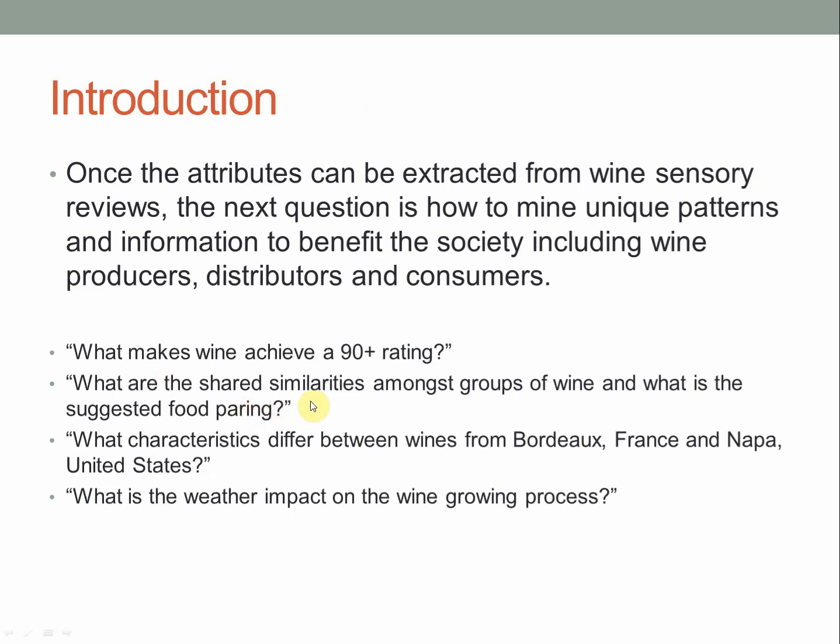What are the shared similarities among groups of wine, and what is the suggested food pairing? This can be done through a clustering approach. We can cluster the wines into similar clusters and then look into each cluster, providing food pairing suggestions for each cluster.